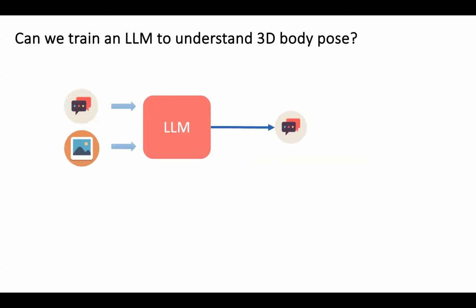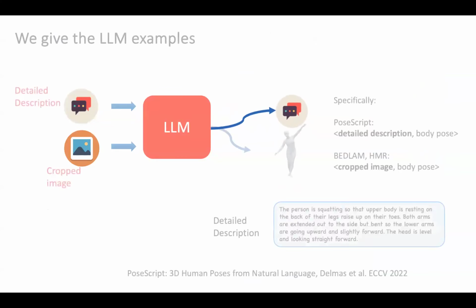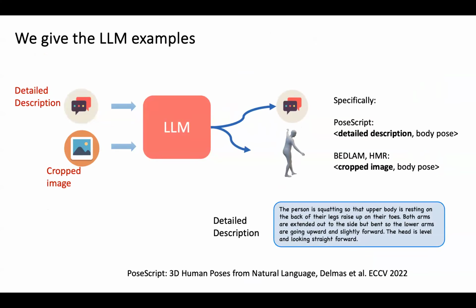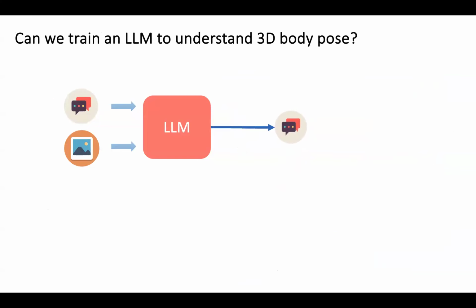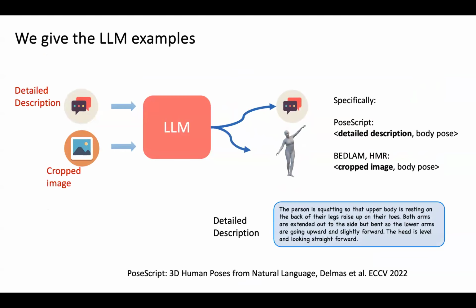So how do we deal with this? We take a pre-trained large language model, LLaVA here, and the normal deal is you could take in text and images and you get text back out, right? And what we want to do is take in images or text and get out 3D simple bodies. So we train this thing with detailed descriptions. This comes from PoseScript. We have detailed descriptions with body poses.